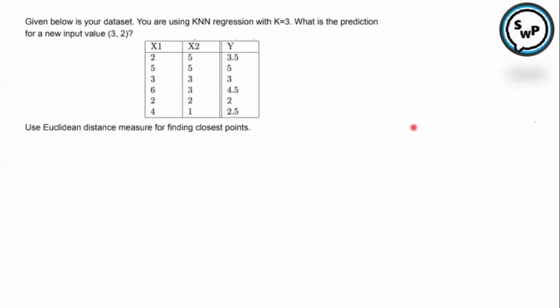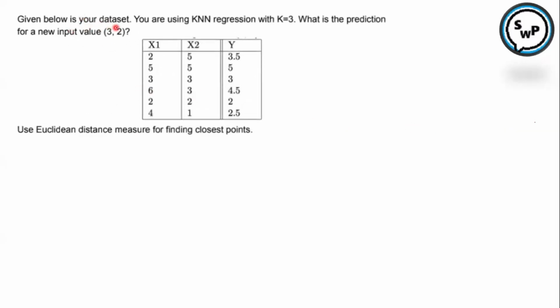Now coming to the fourth question. The given values are your data set. You are using KNN regression with k equal to 3. What is the prediction for a new input value (3, 2)? Use Euclidean distance measure for finding the closest points. To do this type of question, we have to first find out what the new input value is, that is (3, 2) here.